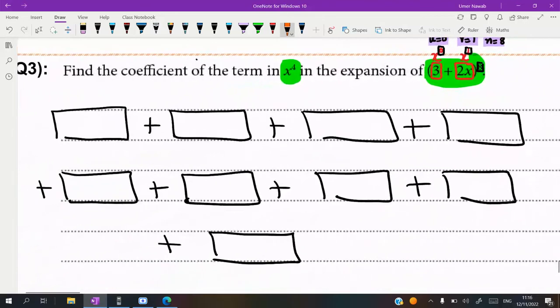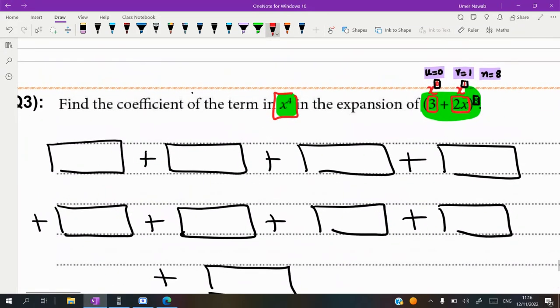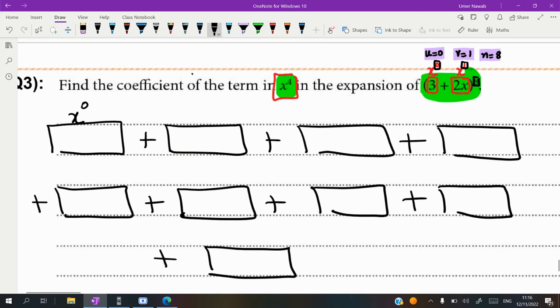In this question, I am interested in x power 4. Can I apply the procedure which I have just taught you? What is my first power? My first power is nu. So u, 0 times 8, is 0. My first power is x power 0. What would be my last power? 1 times 8, that is nv, 8 times 1 is 8. My last power will be 8.